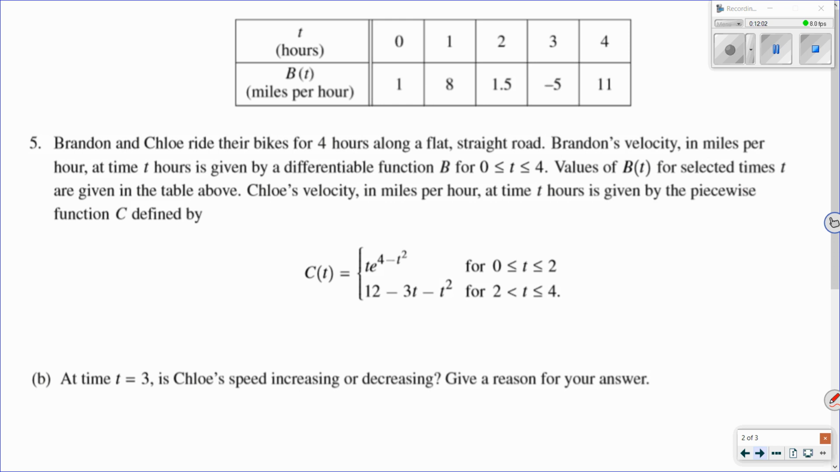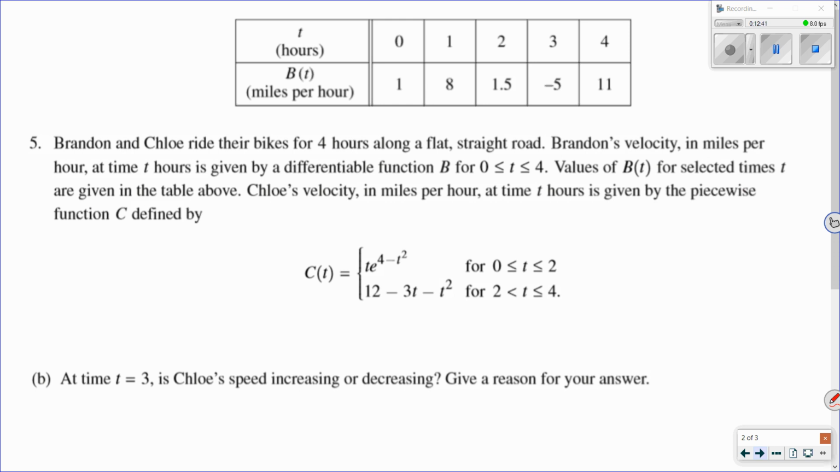Okay, this one, we didn't do the whole problem. I just picked a couple parts of it because the other parts were stuff that we are no longer covering. But it says, Brendan and Chloe ride their bikes for 4 hours along a flat, straight road. Brendan's velocity in miles per hour at time t is given by the differentiable function b for t between 0 and 4. Values of b of t for selected times t are given in the table. Chloe's velocity in miles per hour at time t hours is given by the piecewise function. So we've got that first function defined by the table. We've got the second function that's defined by that piecewise function.